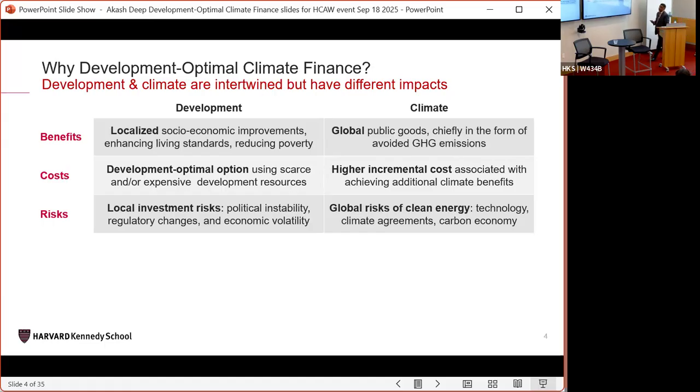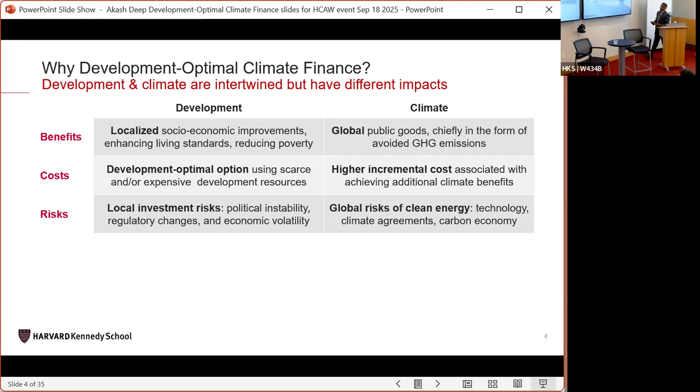But at a broad level, the benefits of development are localized, whereas the benefits of climate are much more global. It's to generate global public goods. The cost at which we try to meet development goals is what we are calling the development optimal solution. Development resources are scarce, they are expensive. We want them to get the maximum bang for the development buck. Right? And the cost of climate-based solutions often can be higher. Places where the two merge, that's wonderful, if the development optimal solution is also the climate optimal solution. But oftentimes they are not. There's a higher cost that's involved with the optimal climate solution.